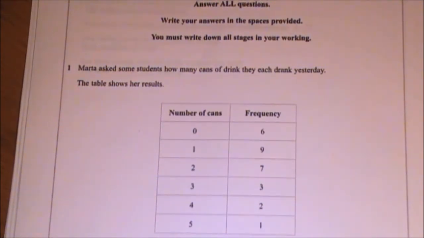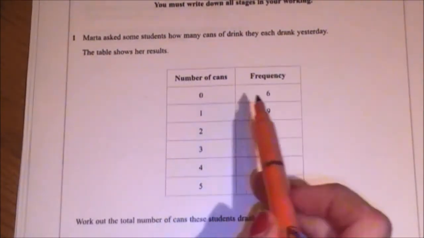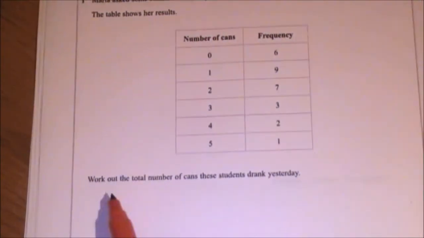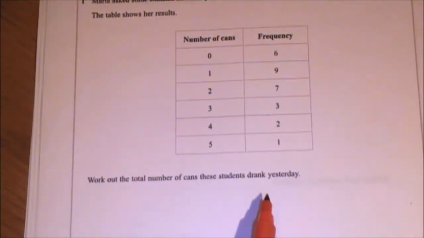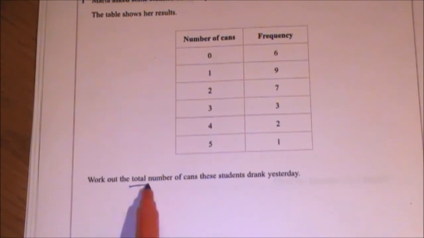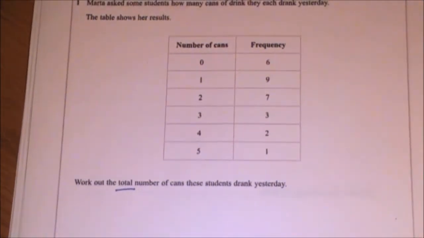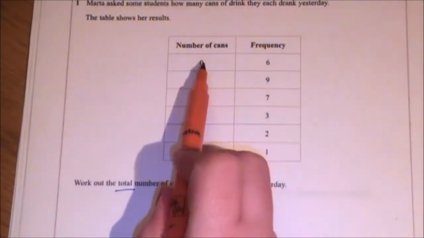Marta asked some students how many cans of drink they each drank yesterday. The table shows her results, number of cans and frequency. So frequency means how often that happened. Work out the total number of cans these students drank yesterday. The total number of cans. The temptation here is to add up the frequency column, but that's not what's required.